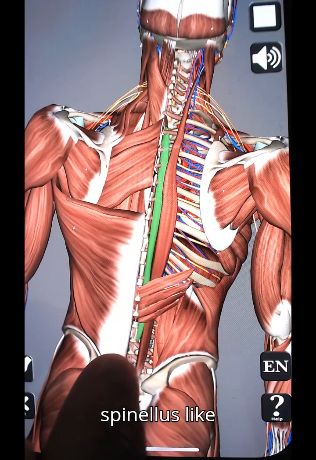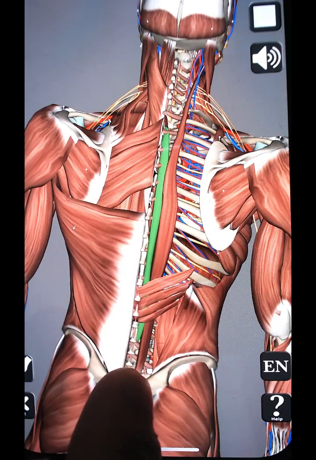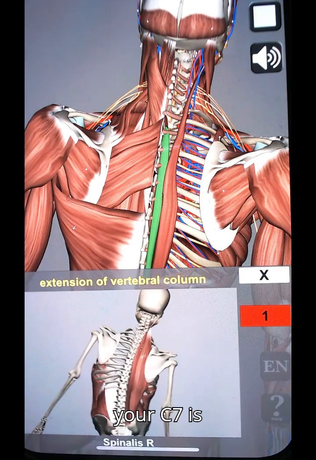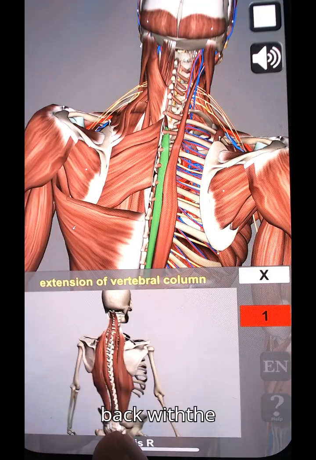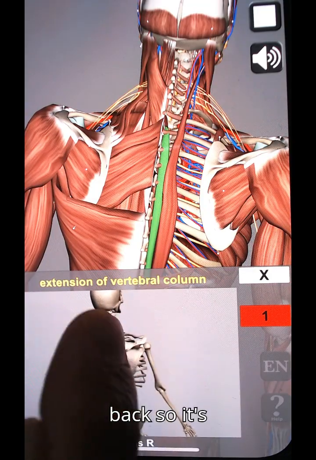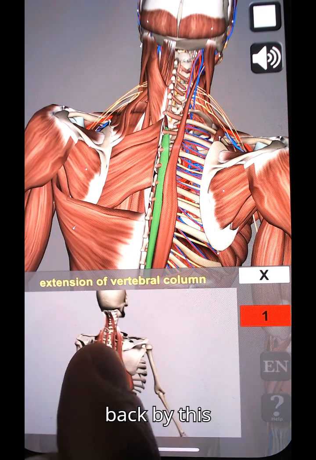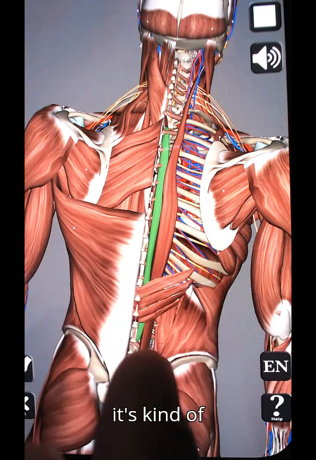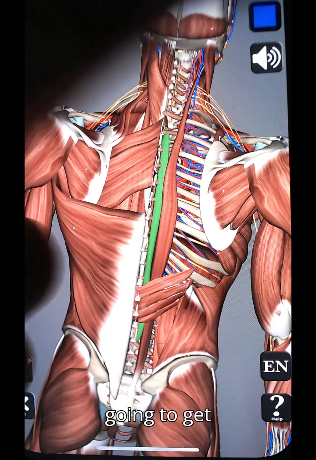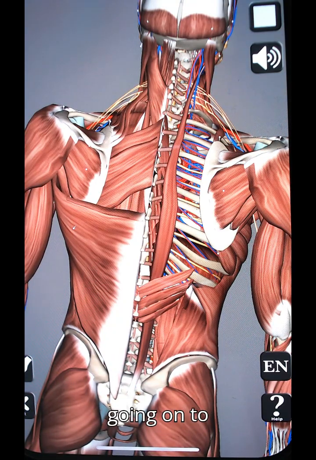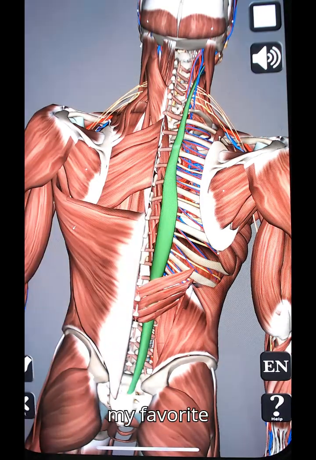And spinalis, like I said, anything that's attaching to your C7 is going to affect your neck. As you can see, this brings your entire neck back with the rest of your back. So it's not just your neck that's moving back by this muscle. It's also your back. It's kind of like a synergist to cause extension of the neck. We're going to get rid of that one. We're going on to our next muscle, the longissimus. This is one of my favorite muscles.